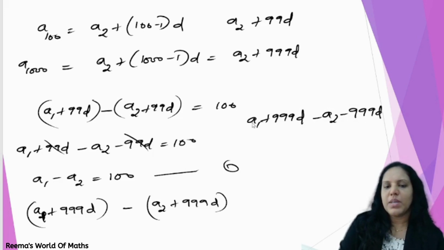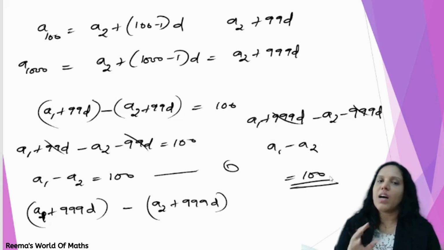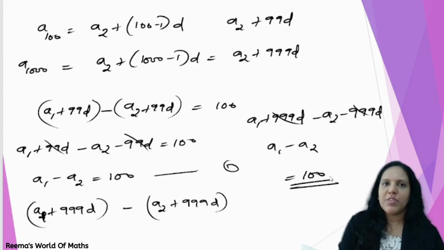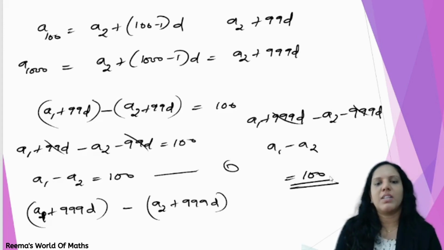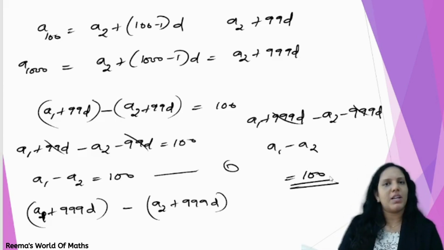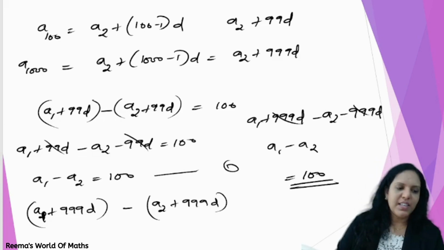Okay, so this is cut off. So A1 minus A2, and we already found the value of A1 minus A2, which equals 100. So the difference between the 1000th terms of both APs is also 100. The difference between the 100th terms is already given as 100. After putting that in the equation, we can see the difference between the 1000th terms of both APs is also 100. Let's see the next question.